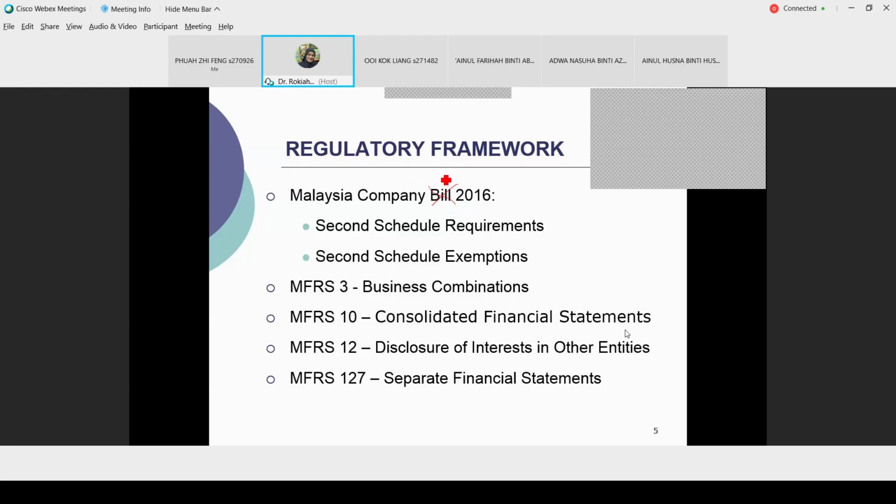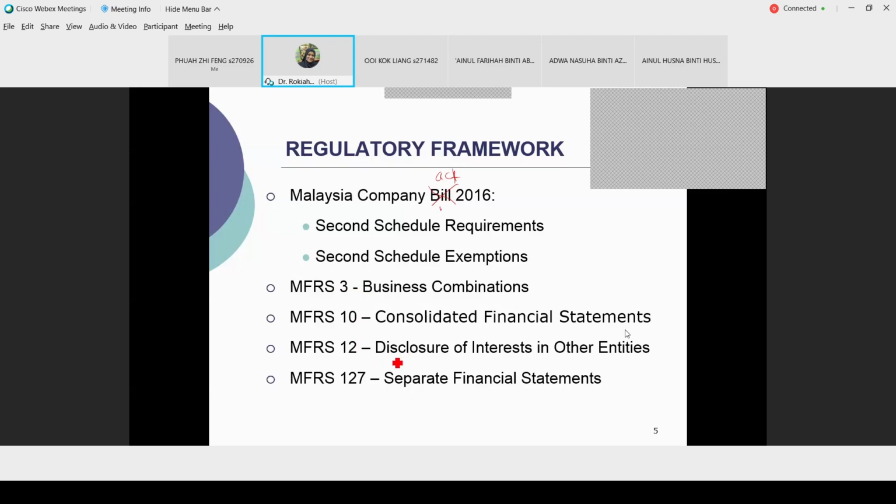We have a Malaysian Companies Act, not a bill. Bill is the US term. Using the Malaysian Companies Act, we refer to the second schedule for the requirement to prepare a consolidated financial statement, and the second schedule also covers the exemption for companies that do not want to prepare a consolidated financial statement. Another standard that we are using is the MFRS, which is MFRS 3.